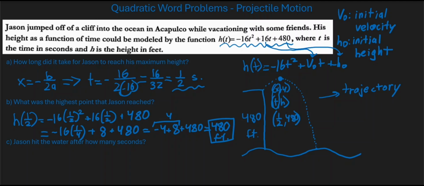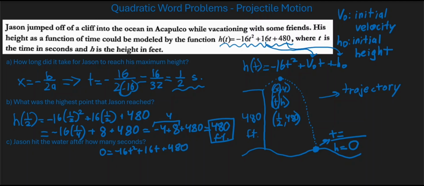Okay. Now for part C, Jason hit the water after how many seconds? Well, he hits the water at this point over here, and so by them asking after how many seconds he hit the water, they're pretty much asking us to solve for the time, meaning the x variable t. So after what time would it be that the height is equal to 0? All right, because when he hits the water, he would be 0 feet above the water. So if we plug in 0 for the height value, then we can solve for the t. And let's do that right now. So we have 0 is equal to negative 16t squared plus 16t plus 480.